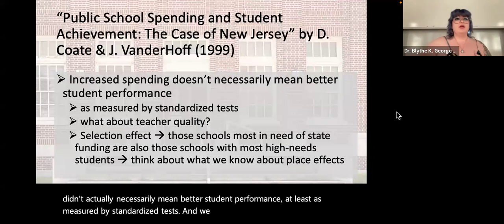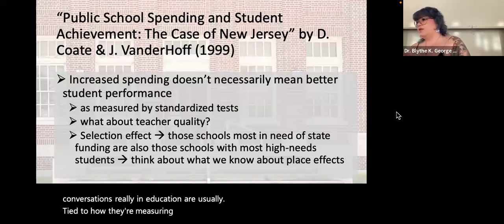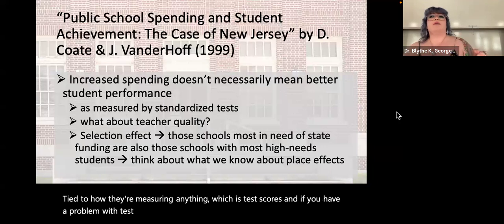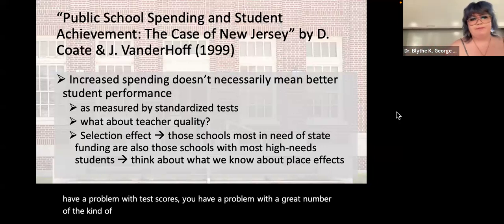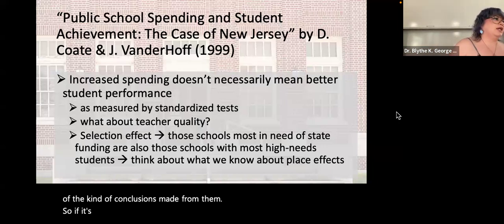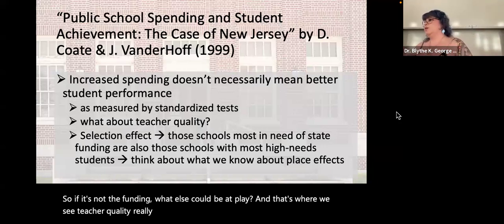And we always have to remember that any conversations in education are usually tied to how they're measuring anything, which is test scores. And if you have a problem with test scores, you have a problem with a great number of the conclusions made from them. So if it's not the funding, what else could be at play? That's where we see teacher quality start to become a big part of the conversation.